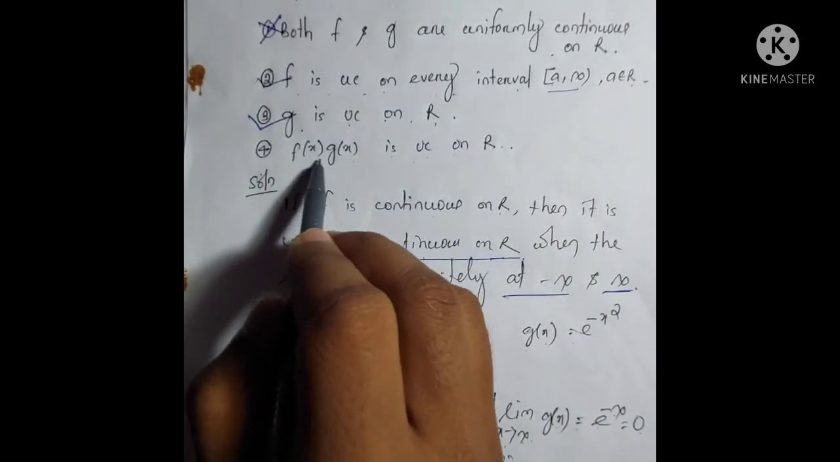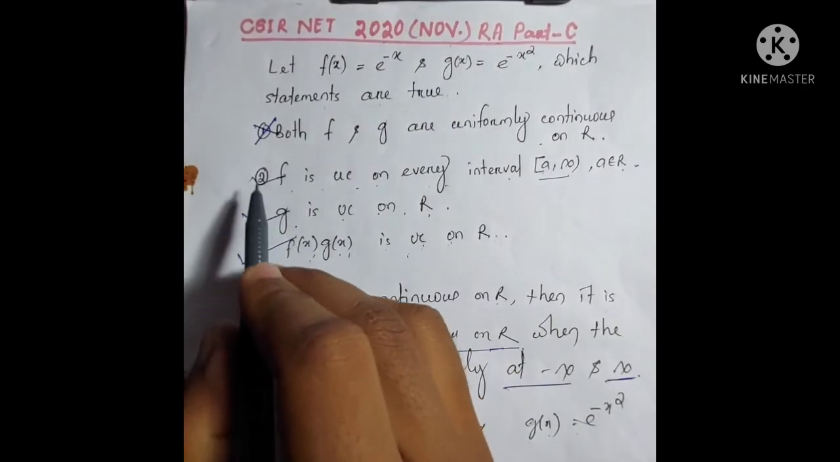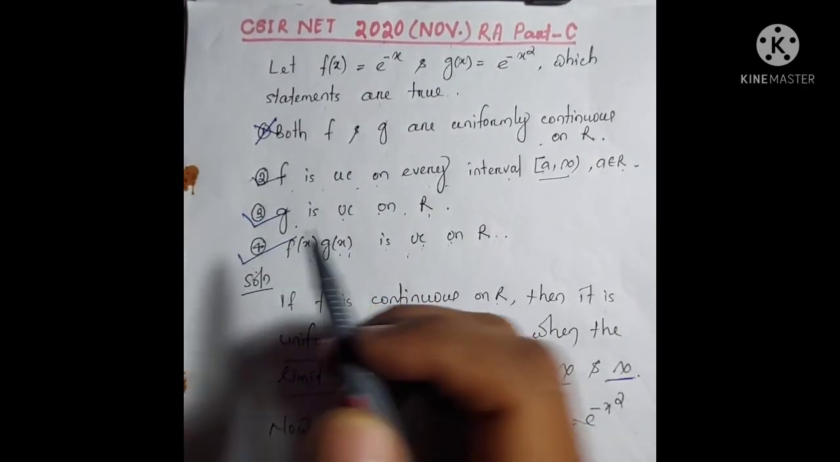And option 4, f(x) times g(x) is uniformly continuous on R, is also true. So for this question, option 2, option 3 and option 4 are the correct answers.